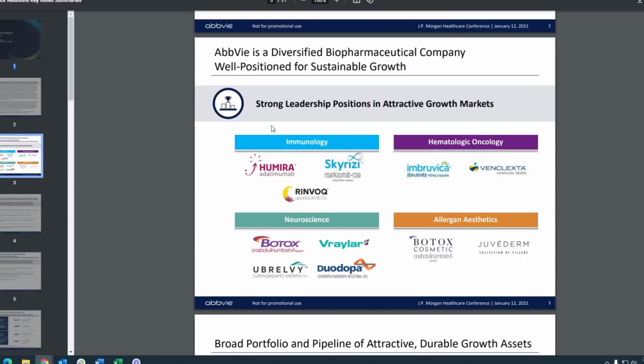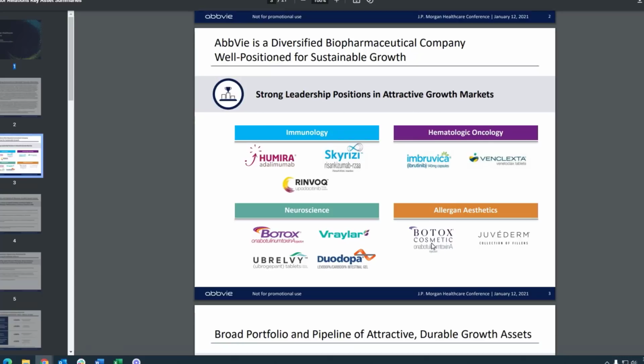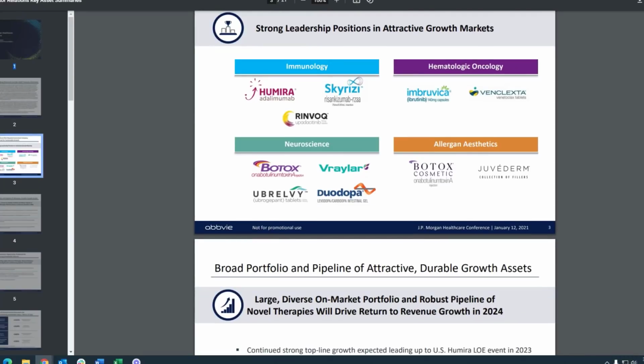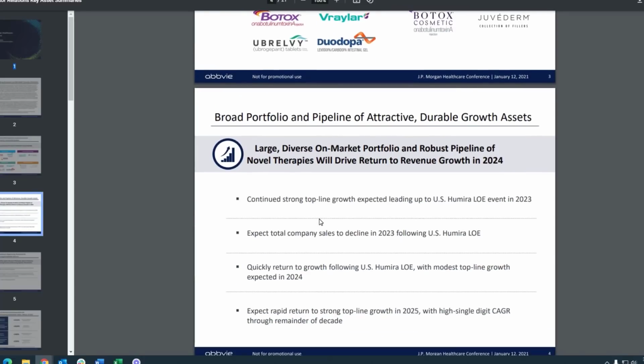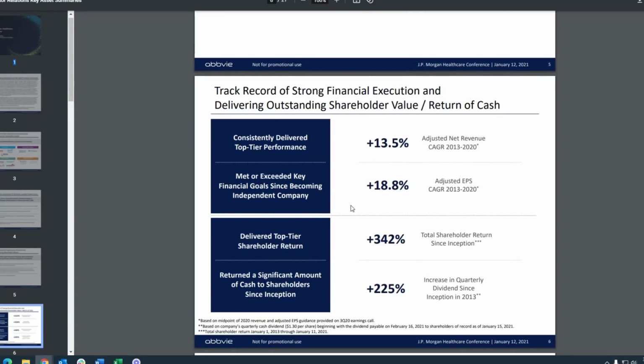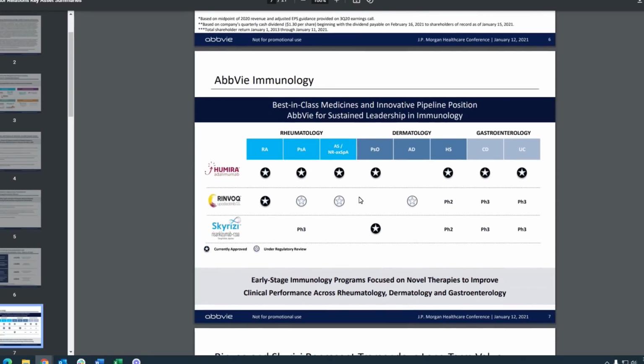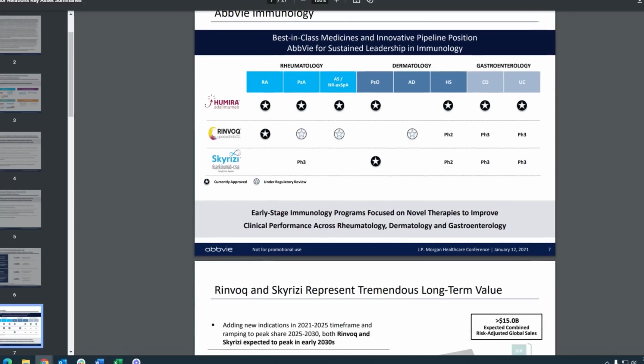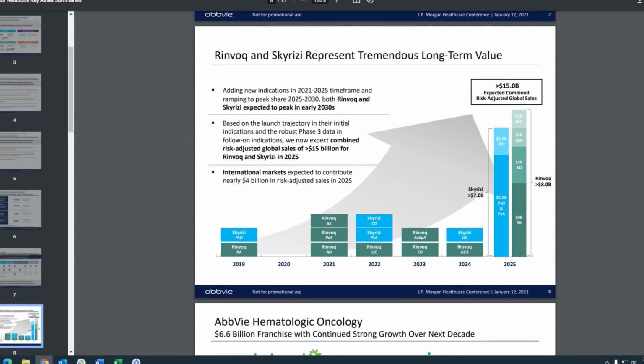So here I'm looking at, they're claiming they have strong leadership positions in attractive growth markets, and they isolate some of their key product lines here. Humira, which everyone knows is coming off patent, but they've got other products in immunology to pick up the slack. They've got a broad portfolio and pipeline of attractive, durable growth assets. They talk about that here. I start to get some really important information about their track record and their financial execution. They're giving me these numbers. I've got some discussions about some of their key drugs in the pipeline.